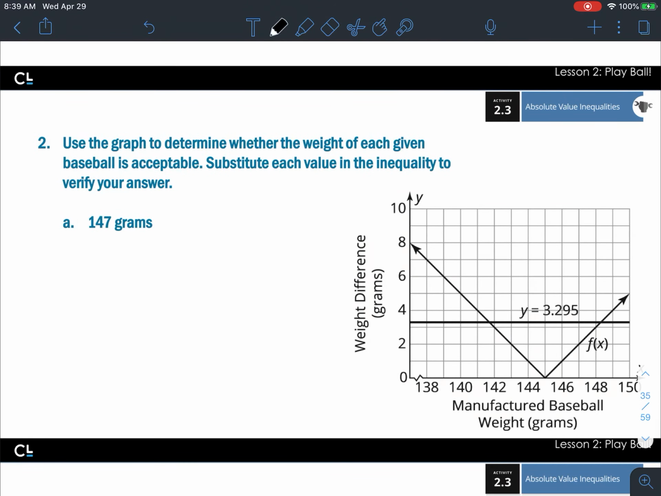Use the graph to determine whether the weight of each baseball is acceptable. Substitute each value in the inequality to verify your answer. So essentially what we have to do, 147 minus 145.045 is less than or equal to 3.295. So in our fancy calculator, just take 147 minus 145.045. Is it less than or equal to 3.295? Yes. So yes, this works. That's all we have to write.